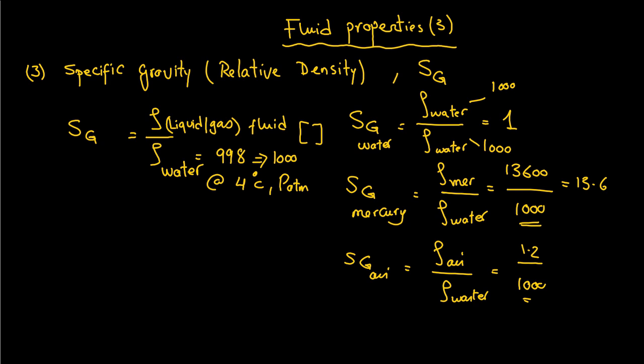So that's the definition of specific gravity. It's simply a ratio of the fluid density referenced to the density of water. And that concludes the third fluid property of interest. And let's move to the next one.